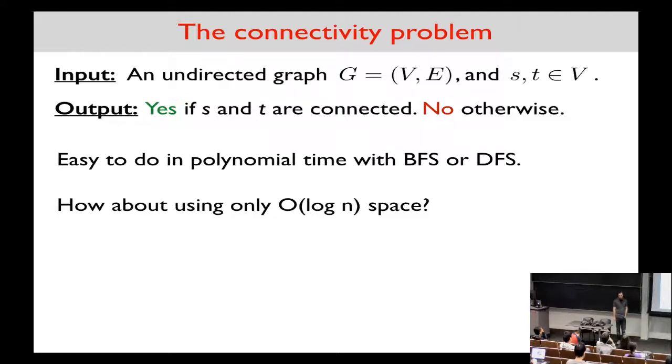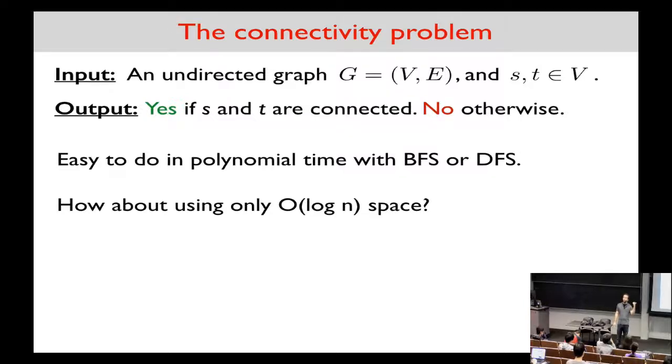Now let's think about this. Order log n space. What can you do in order log n space? You have n vertices. Imagine you have thousands of vertices. In log n space, I can remember one vertex. The name of one vertex takes log n space to write down. So I can remember the name of one vertex.